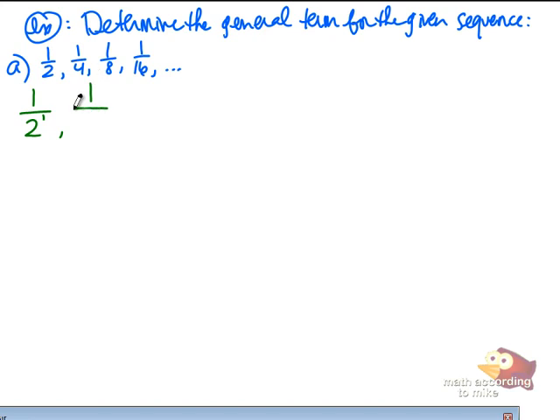1/4 is the same thing as 1 over 2 squared. 1/8 is 1 over 2 cubed. 1/16 is 1 over 2 to the fourth. So the denominators are powers of 2, not multiples, they're powers of 2. So what do you think the general term is for this one? Don't say 1 over 2n, that implies a product. 1 over 2 to the n. There you go.